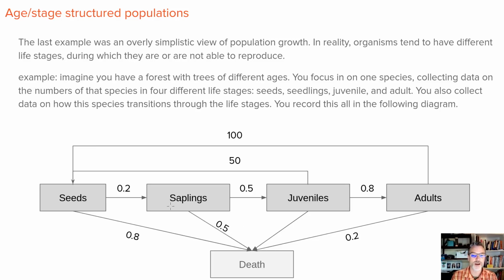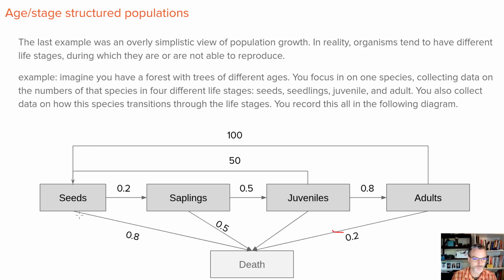Okay, so I'm imagining a forest here. There's seeds in the forest. These seeds can germinate and grow and turn into saplings, and these saplings can mature a little further to be juveniles, and these juveniles eventually mature and become adults. Okay.